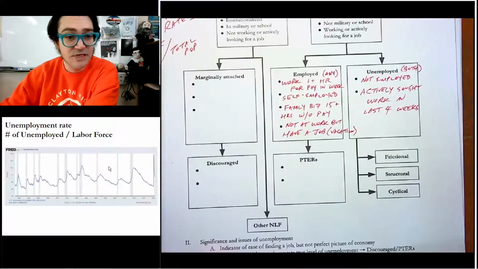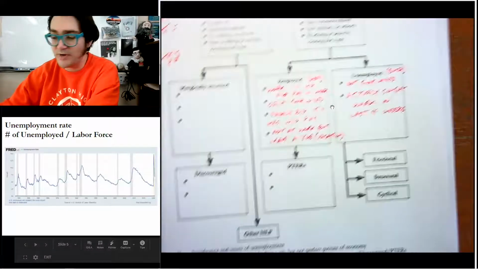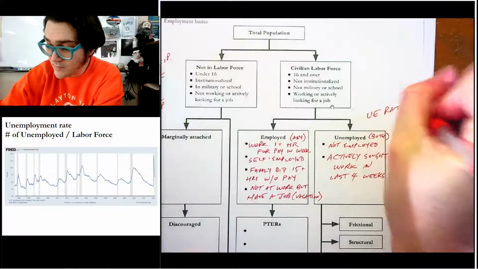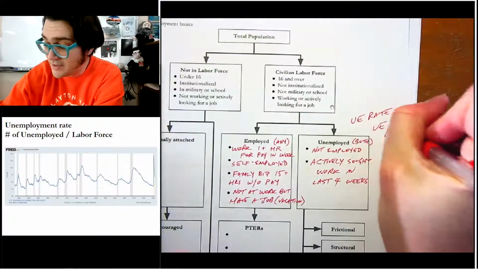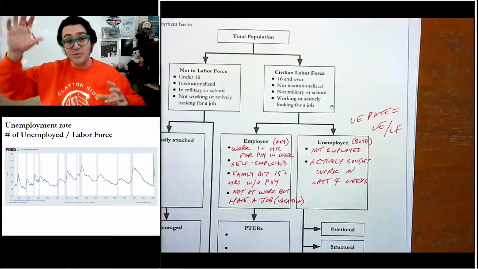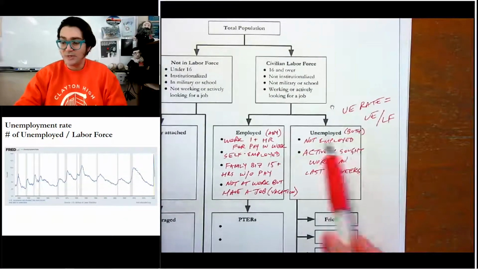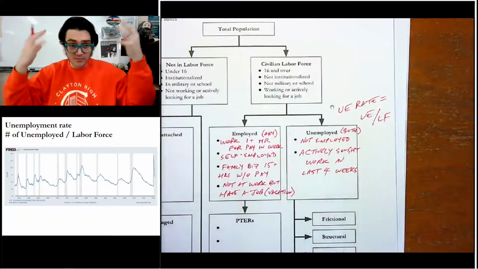Now, we're going to dive a little bit more into this, but an important thing as we look at this number is something called the unemployment rate. So we will say UE rate is equal to, and this is pretty simple, the unemployed divided by the labor force. And so when you hear about the unemployment rate went up or the unemployment rate went down, that's what they're talking about. They're saying the number of people who are in the unemployed box out of the civilian labor force went up or went down.